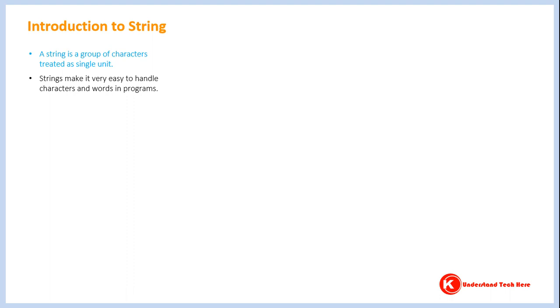In English, we call a group of characters words. In programming, we call a group of characters a string. A string makes it very easy to handle words in programs. Let's see how that's the case with the following program.